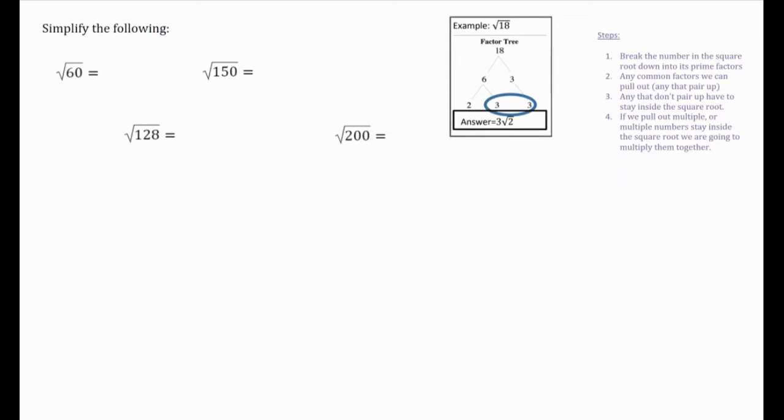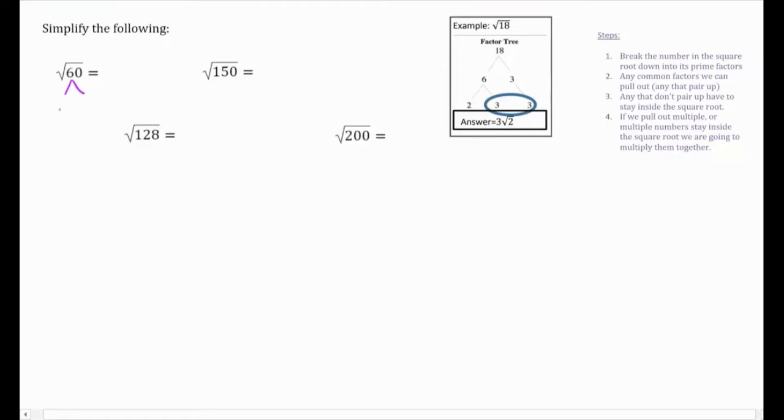Here was to simplify the following, and there are four different square roots here, and I want to simplify them by using prime factorization, meaning I'm going to factor each of the numbers inside the square root and pull out any of the pairs that I can find with the prime numbers that I get to. So in this one here, 60, I'm going to break down these one at a time.